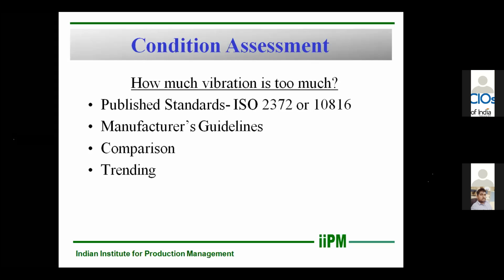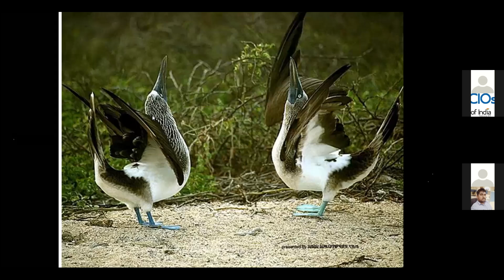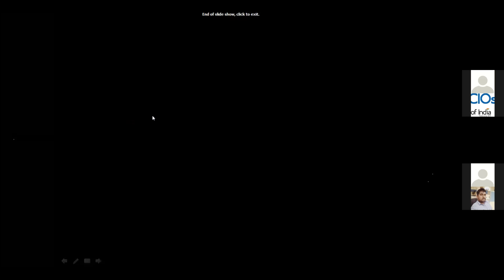Then trending. Suppose you have no ISO standard and no manufacturer guidelines, because you have not purchased the equipment from an OEM but bought it from a local vendor. As Atul sir said, when you have nothing, you can create a baseline. When my machine is working at a safe vibration level, what was that reading? Then I compare the baseline readings to my current readings. So this is all. Thank you, Atul sir.